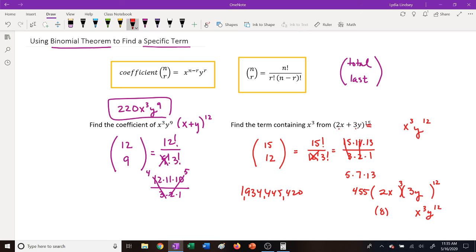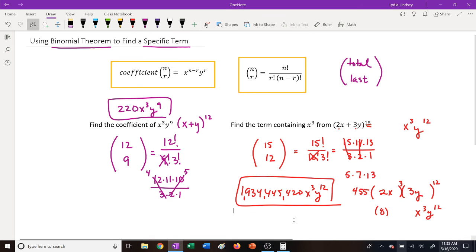So trillion here, x cubed y to the 12th, and that is my term when x is to the third and I have the expansion of 2x plus 3y raised to the 15th. You can definitely see why Pascal's triangle is cool, but not for numbers like such.